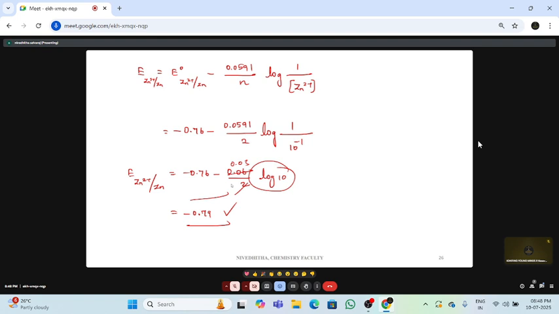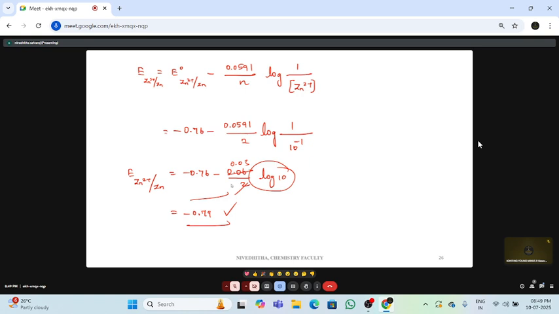Fine. So what is the purpose of this Nernst equation? It is to find the electrode potential under non-standard condition. If the concentration of the solution is not 1 molarity, then definitely you can use this Nernst equation to find the electrode potential. This is not only for electrodes, the Nernst equation can also be applied to cells.